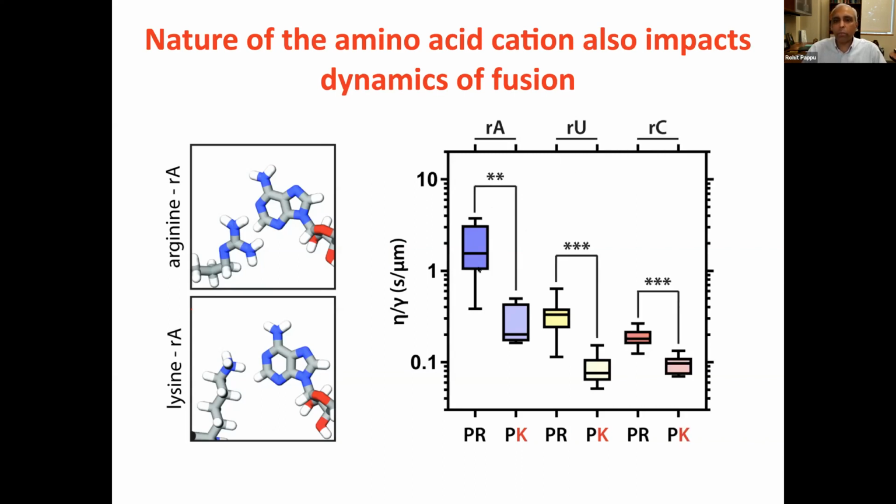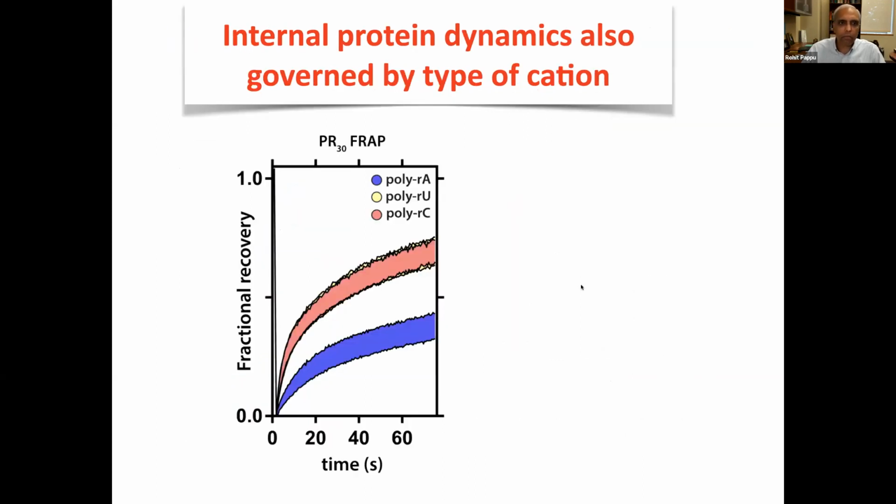And so basically the idea then is that the anion type matters in the form of, is it a purine or is it a pyrimidine? The tractedness matters, is it a G-tract versus not? And also the cation type matters, is it an arginine versus a lysine?